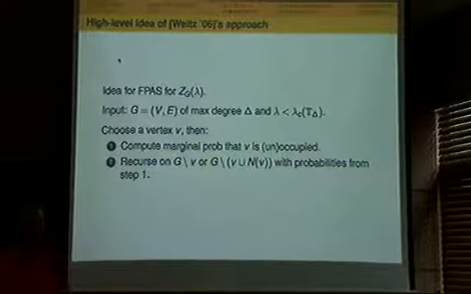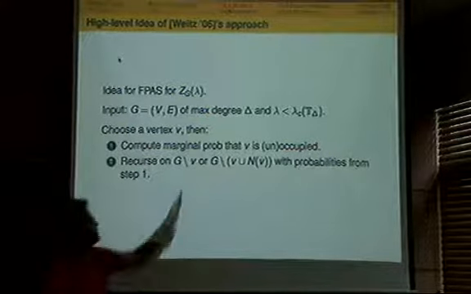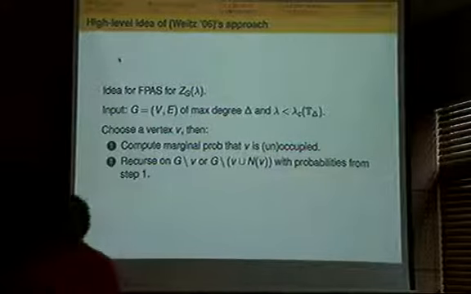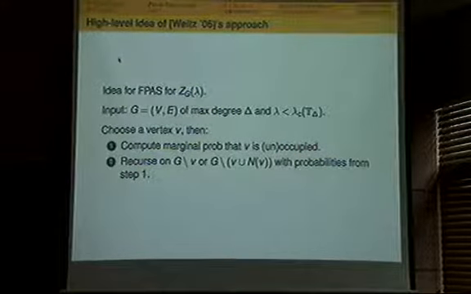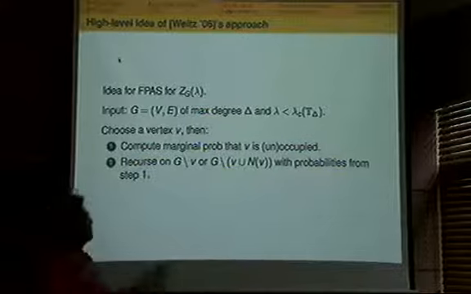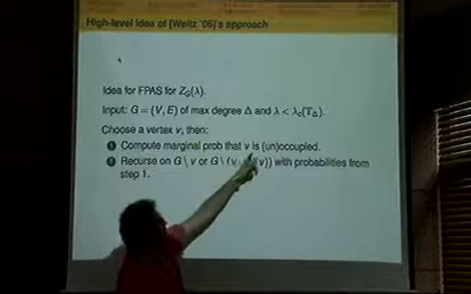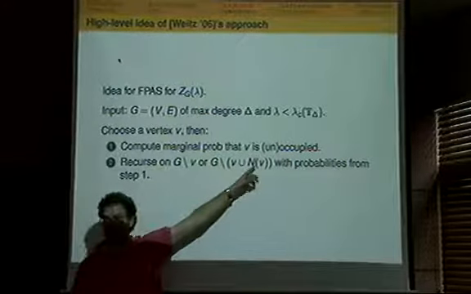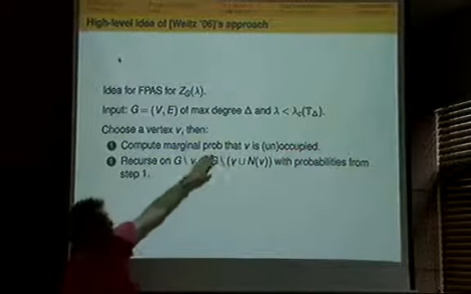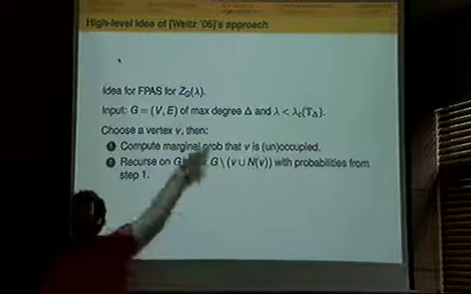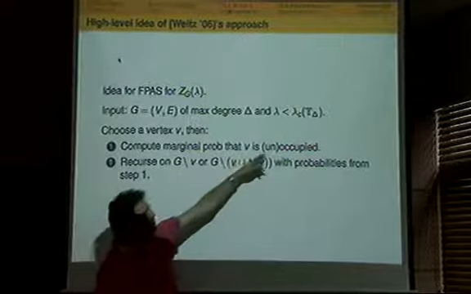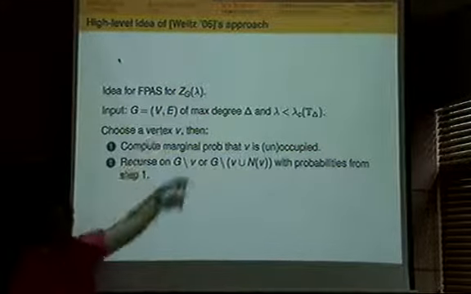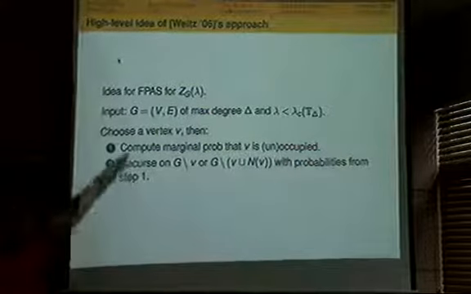Suppose somehow I can compute the marginal for whether that vertex should be occupied or unoccupied in that distribution over independent sets. Then, with the correct marginal probability, I'll occupy V. If I occupy V, I should remove V and its neighbors from the graph, and then recurse on this smaller graph and repeat this algorithm. If V is unoccupied, I should just rip out V, take the smaller graph, recurse and repeat. But how do I compute the marginal?